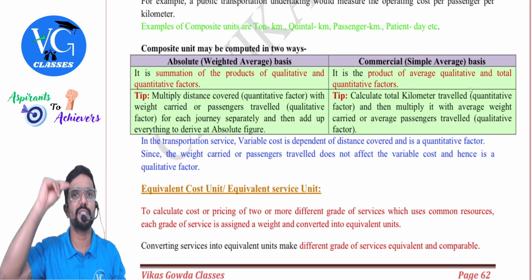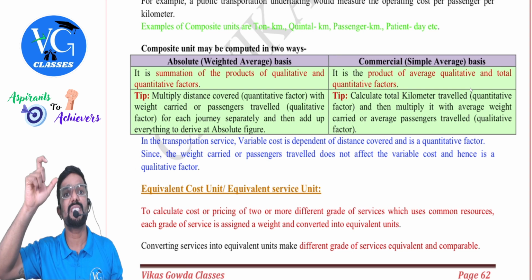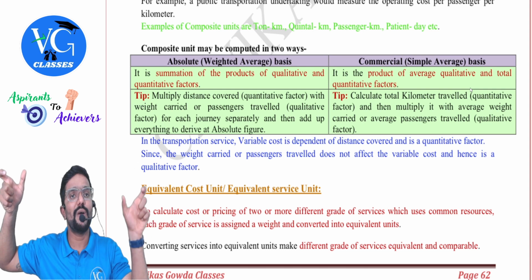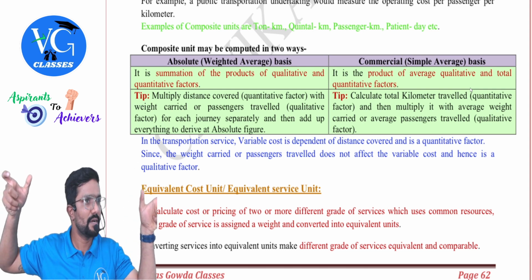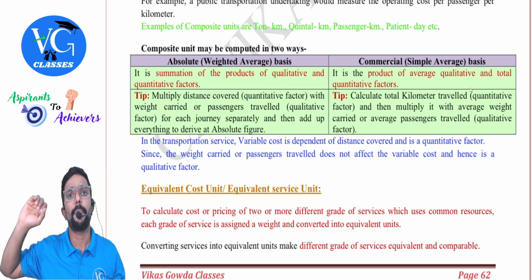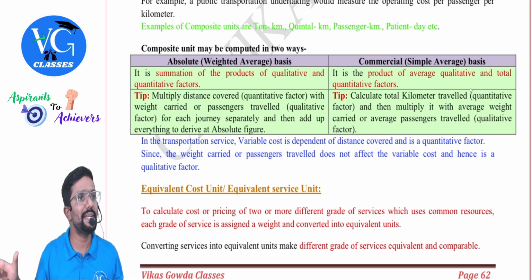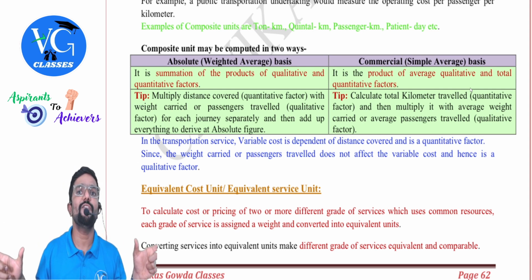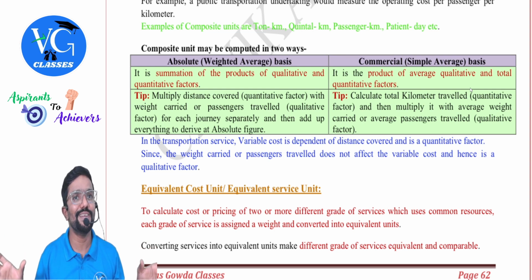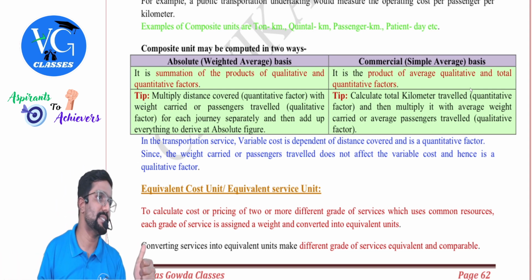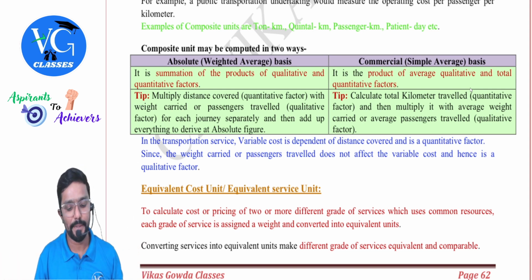So in simple terms, if it is goods transportation, what is the quantitative factor? The number of kilometers. What is qualitative? Weight, that is tons or quantity. Next, in case of passenger transportation, quantitative is the number of kilometers, and qualitative is the number of passengers. Quantitative is kilometers, whereas qualitative is passengers or the weight carried.